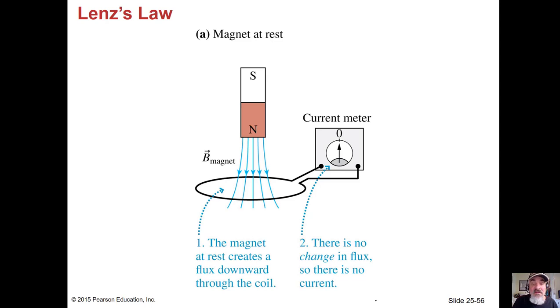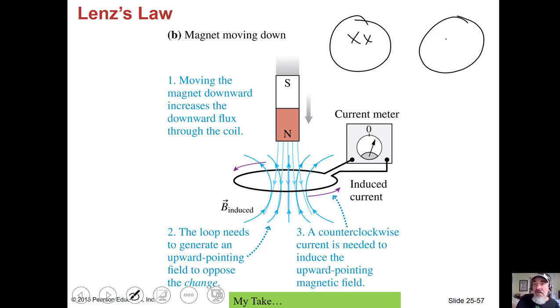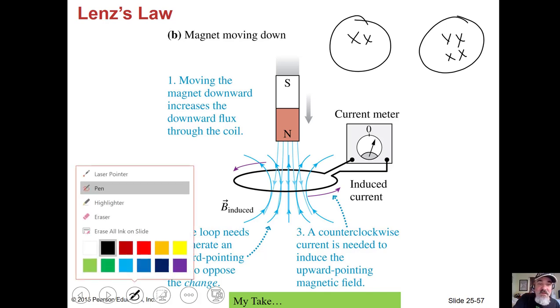Okay, so let's see, a magnet at rest creates a magnetic flux down. There is no current. Now, moving the magnet down increases the flux through the coil, and you actually get an induced current. This is really the first one that we looked at. If you're looking down on this, just to illustrate this, the magnetic field is out of the north through the loop. So you move it down, you increase the amount of magnetic field lines. So the induced current is going to flow this way.